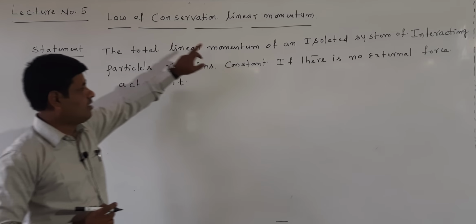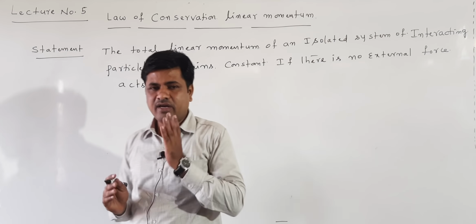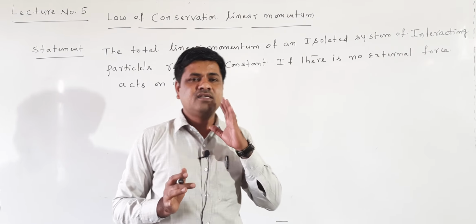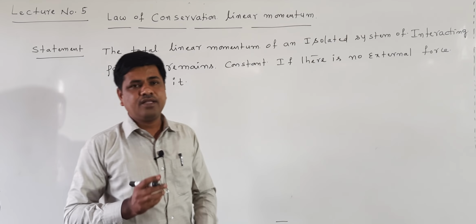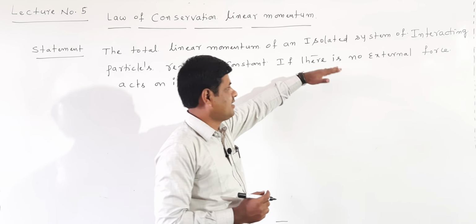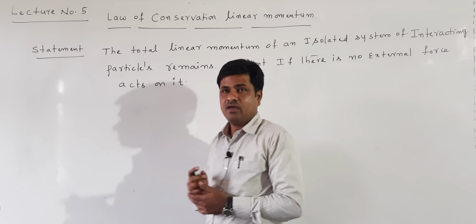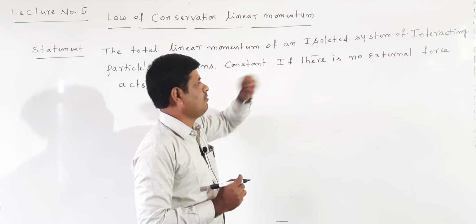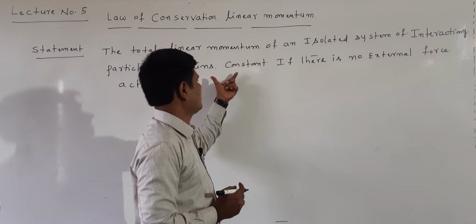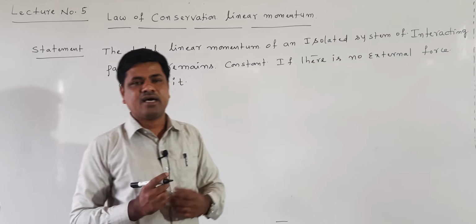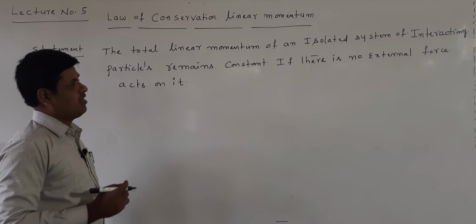The total linear momentum of an isolated system. What is meant by an isolated system? An isolated system is a system on which no external forces are acting. In an isolated system, the total linear momentum of the interacting particles is constant or conserved. That is called the law of conservation of linear momentum.